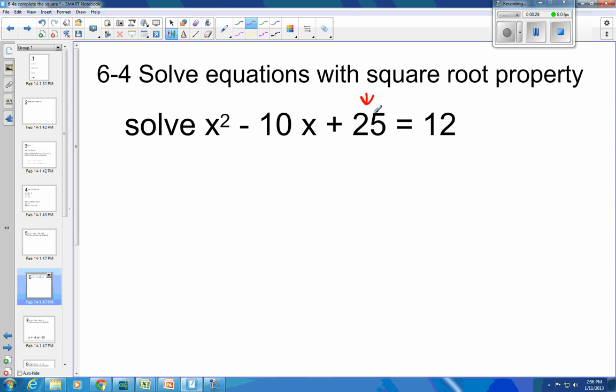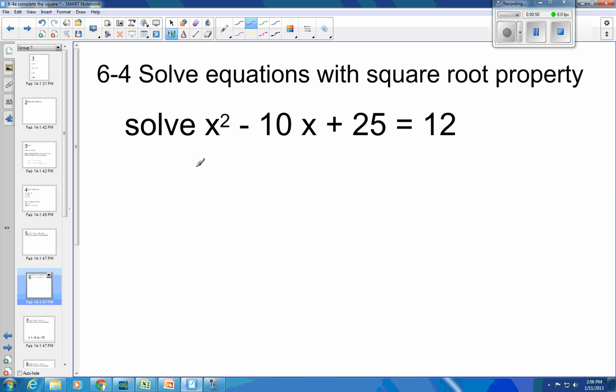So the square root of 25 is 5. And then if you take 5 times 2, you should end up with that middle coefficient. And 5 times 2 is 10. So this does, in fact, meet the criteria of being a perfect square. And what does that mean?